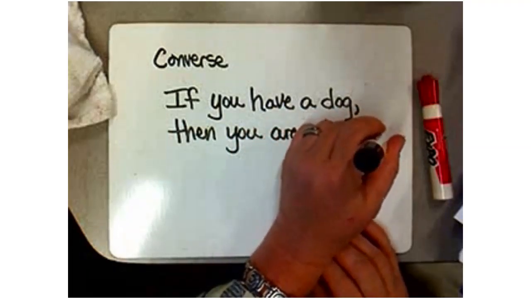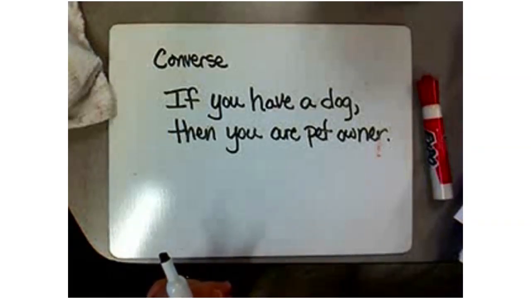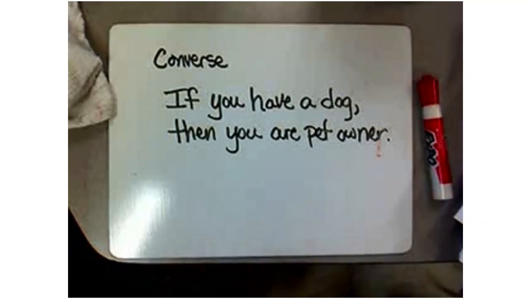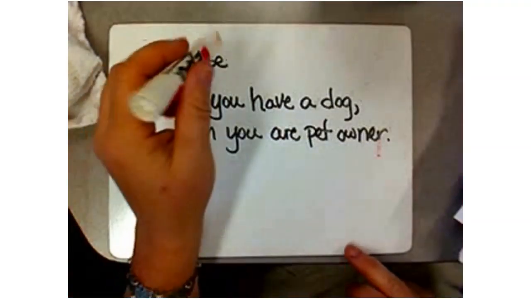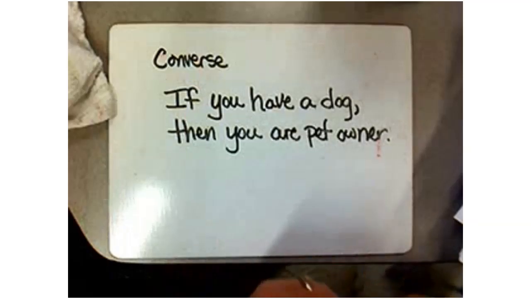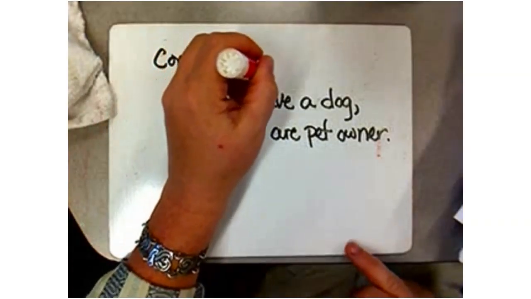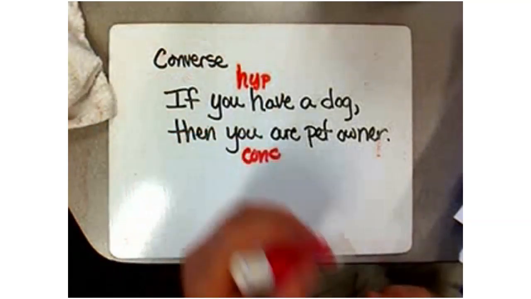So here's the statement. If you have a dog, then you are a pet owner. Some people might think, what does this have to do with geometry? If you have a dog, then you are a pet owner. So this is a conditional statement, right? If, then. What's the hypothesis? If you have a dog. And what's the conclusion? Then you're a pet owner.